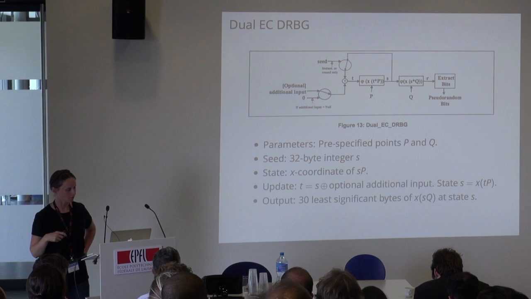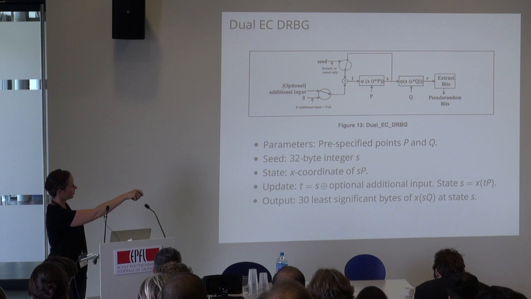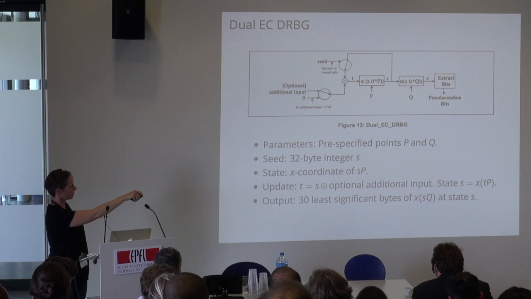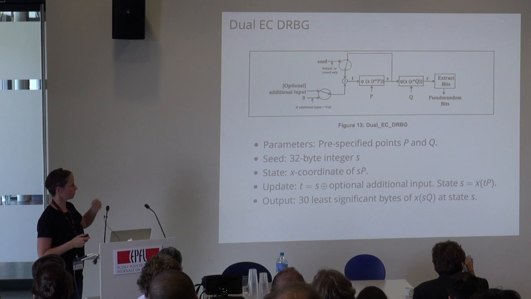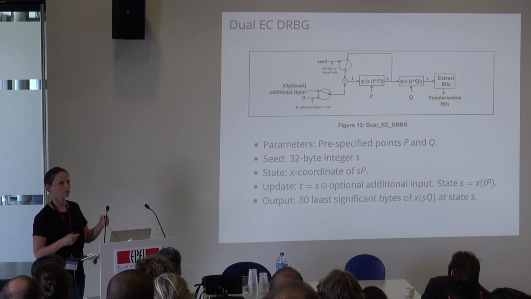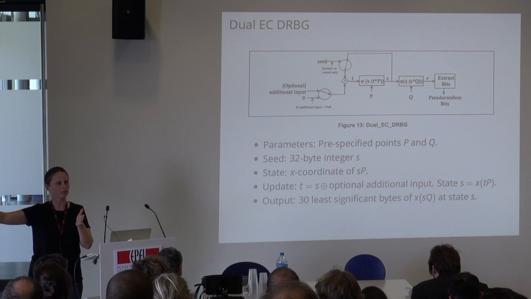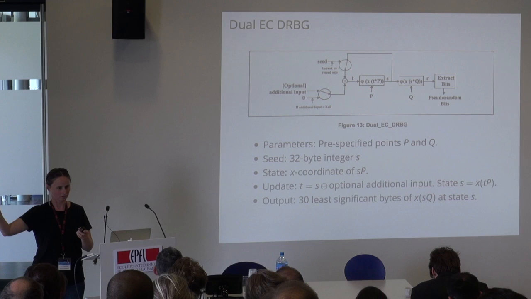And then in order to get some output, you take your current state S, you multiply it by your point Q, you take the x coordinate of that, and then you throw away the top two most significant bytes, and you return the 30 least significant bytes. Okay, so this algorithm ticks forward in a similar way: you can update the state using the current state, and then you can use the state to output a block of output. So it's basically like chunk, chunk, chunk, chunk. You update your state, output a block, update your state, output a block.